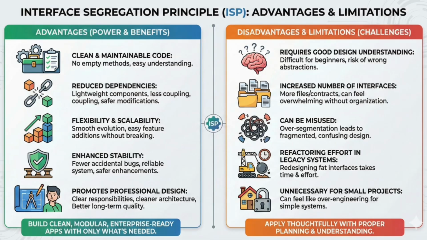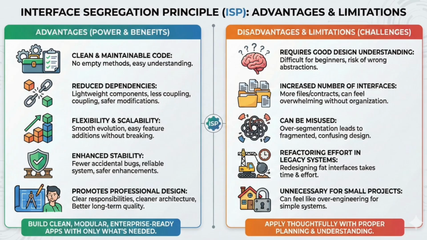Fourth, it enhances stability and reduces bugs. Because interfaces are smaller and more focused, changes in one area don't accidentally break other components. This increases reliability and makes systems safer to enhance. Fifth, it promotes professional design thinking. ISP forces developers to clearly think about responsibilities and roles instead of dumping everything into one massive interface. This leads to cleaner architecture and better long-term code quality.